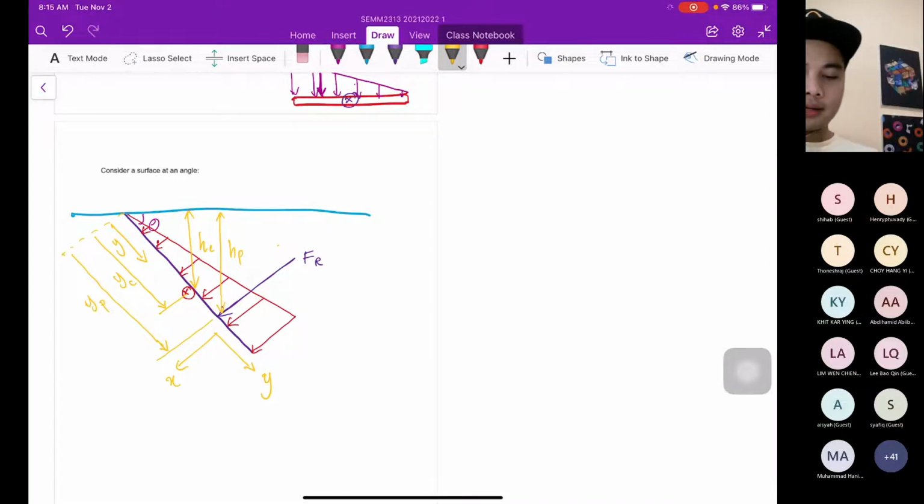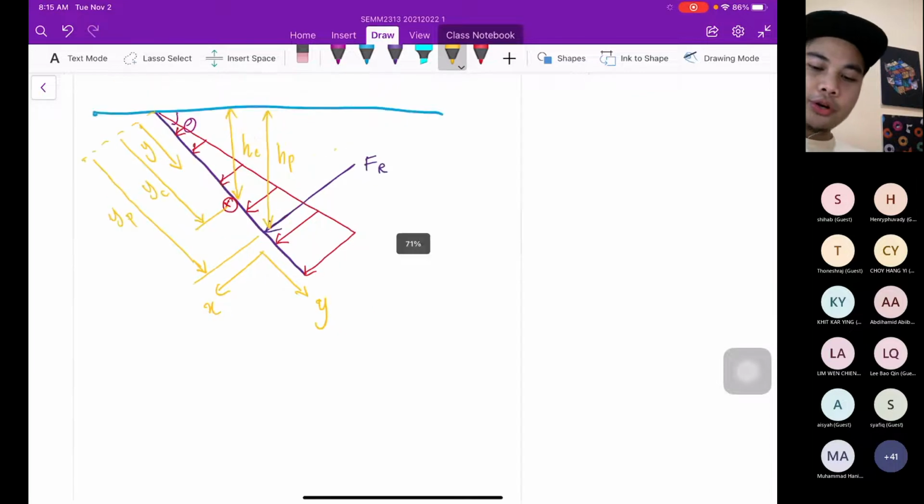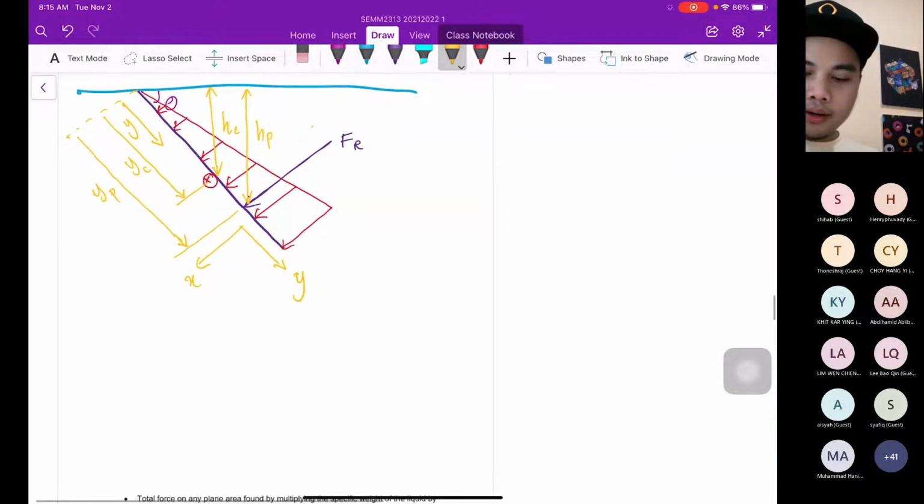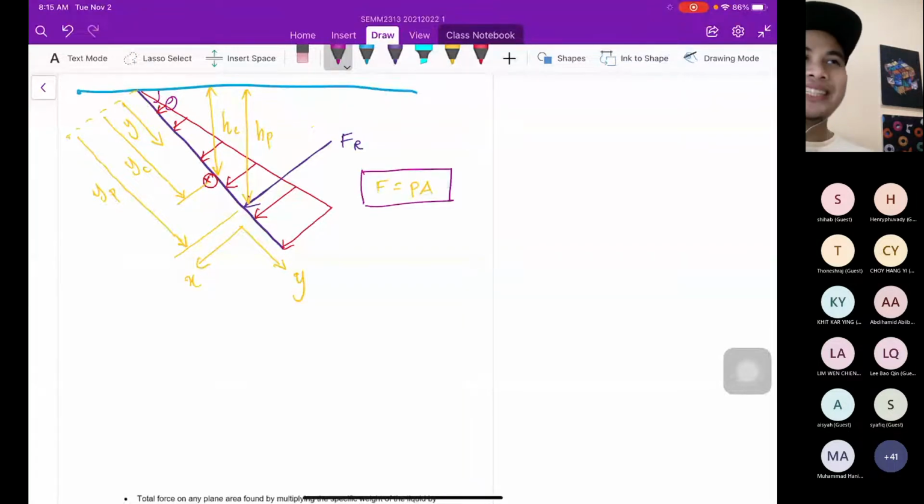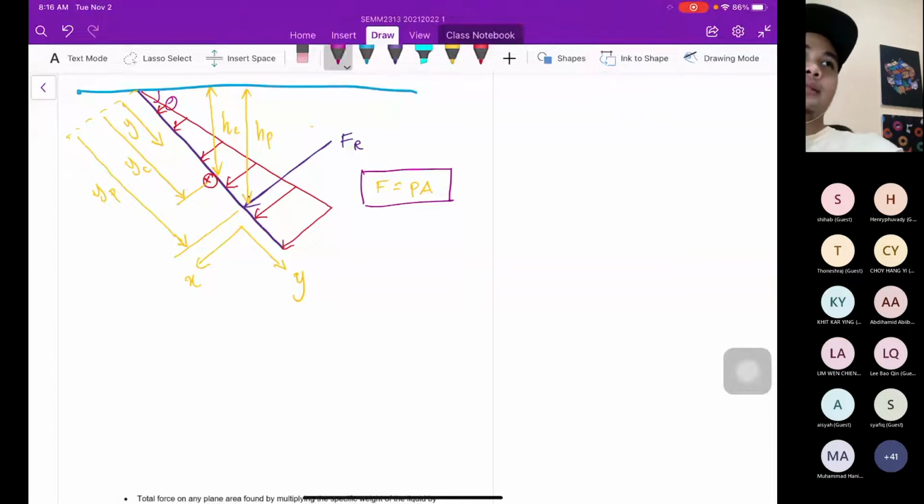So from here, let's derive our equation of pressure. We know that force is equal to pressure times the area. Since we use the method of an infinitely small area and then integrate to get the larger area, in order to calculate the resultant force, the method that we're going to use is the integration method. We start from small and then integrate to get the bigger area, thus we will get the resultant force.